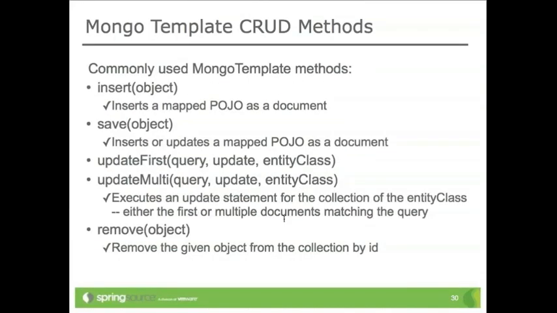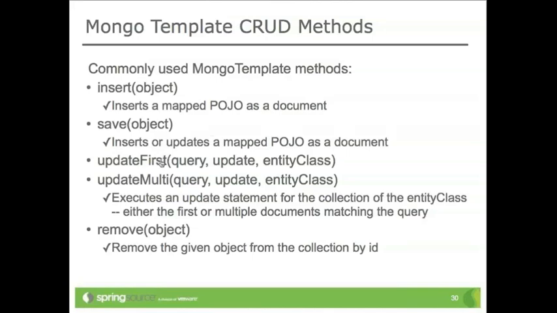So let me see. It's CRUD methods. You insert an object, and there's a save object. They basically do the same thing, except that the insert requires that the corresponding document of the POJO you're inserting does not exist in the database yet. So it will check, and if it's there, based on the key or the ID, it will say, okay, you can't insert it, but you can save it, because the save will do both an insert and an update depending on whether the document exists in the database or not.